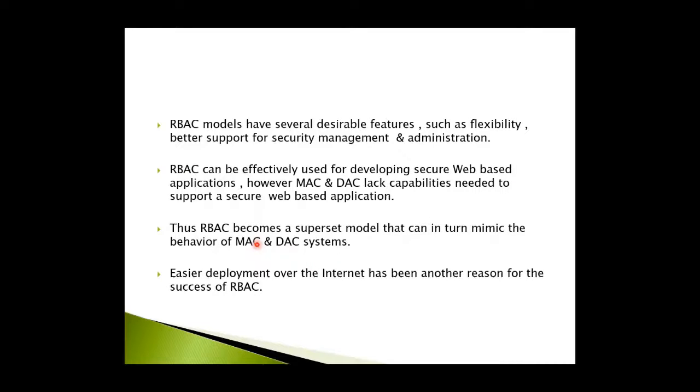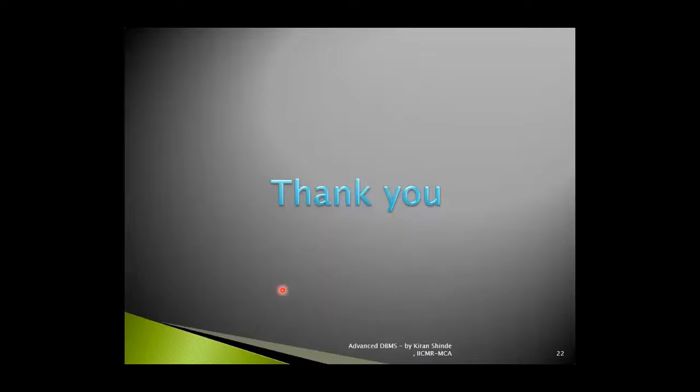Thus, RBAC becomes a superset model that can in turn mimic the behavior of MAC and DAC. So this is the access control mechanism which utilizes the positive points of MAC as well as DAC, and hence it is called the superset model of access control mechanisms. Easier deployment over the internet has been another reason for the success of RBAC. So students, up to this point since my last video session we have discussed 3 different access control mechanisms: discretionary access control, mandatory access control, and role-based access control.